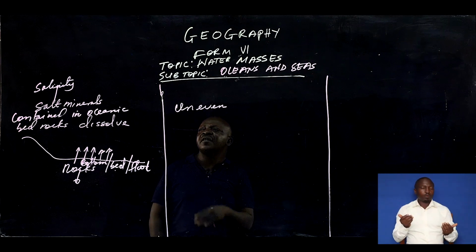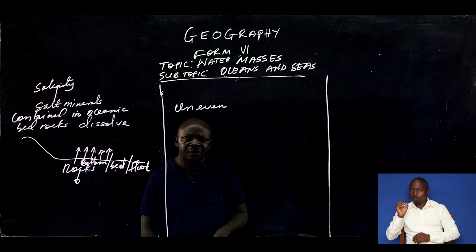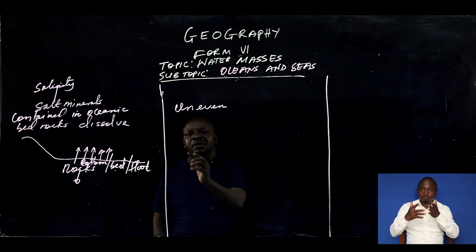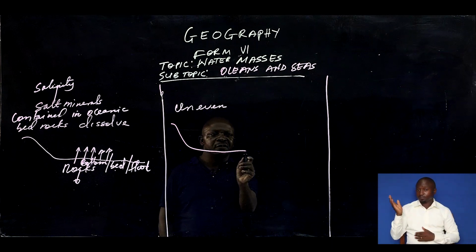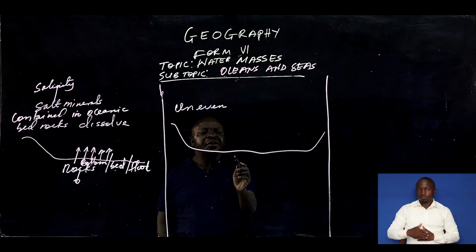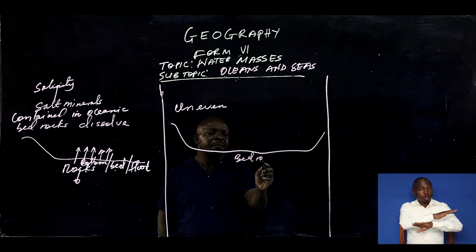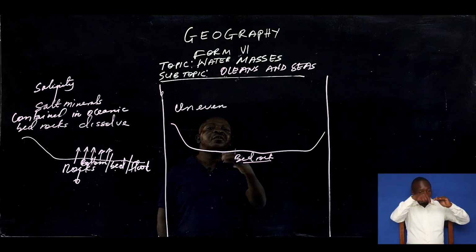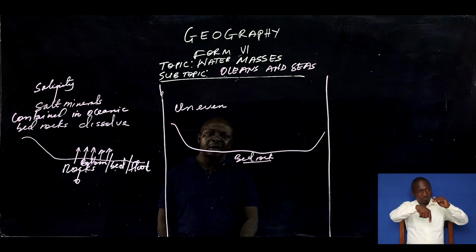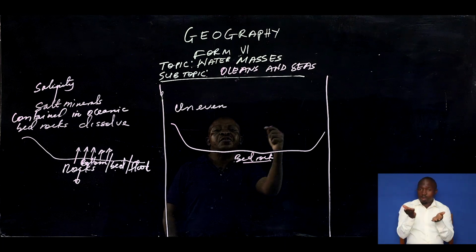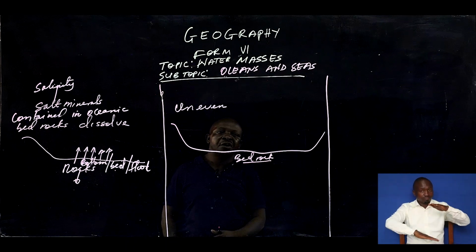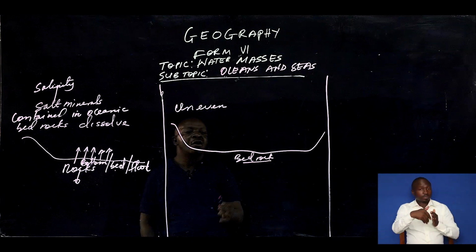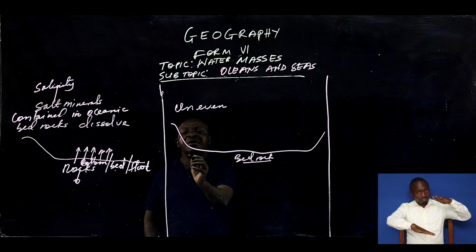So to start with the nature of oceanic bedrocks, we have the following explanation. Look here. This is the oceanic bedrock. In the oceanic bedrock, salt minerals are contained. But the amount of salt minerals contained in oceanic bedrocks is not the same in all areas. In some areas, oceanic bedrocks have more salt minerals.